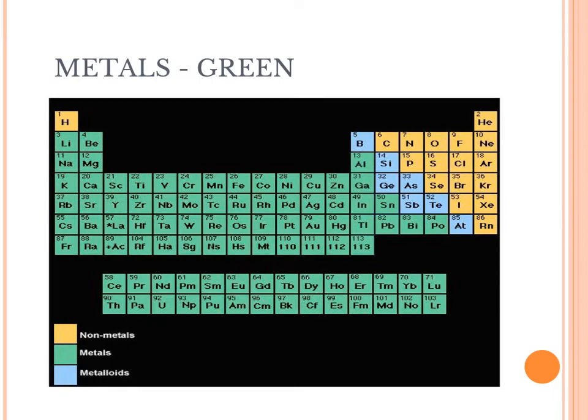Pay close attention to the element in the upper left-hand corner. Hydrogen is not considered a metal. And pay close attention to the stair-step blue elements here, which we'll talk about in a little bit. Now, your periodic table also has elements all the way along the bottom here, all the way out to 118, and those are all metals as well.